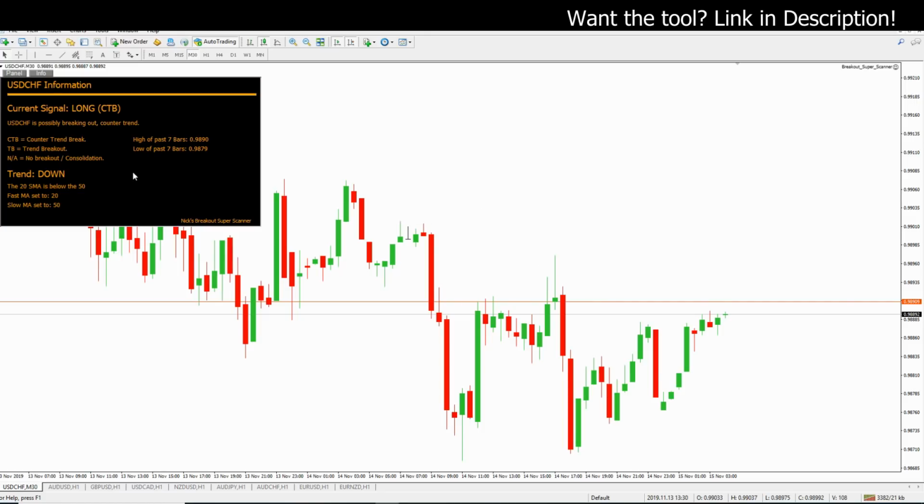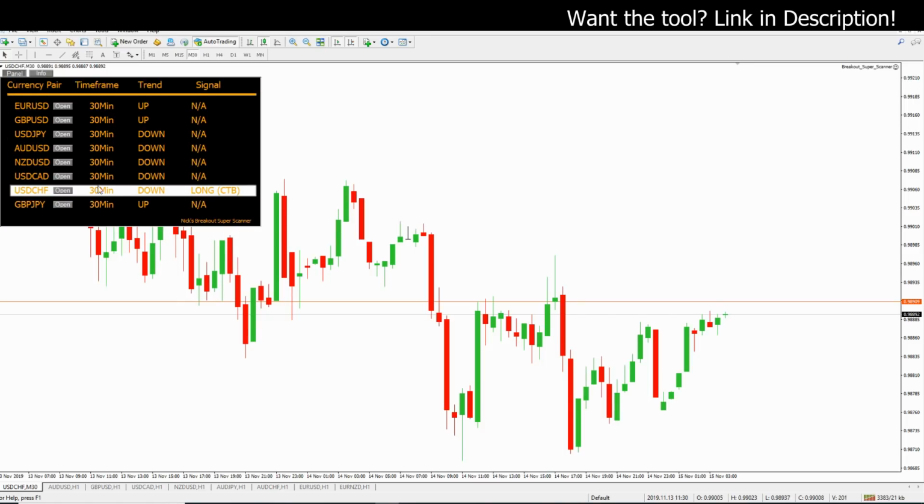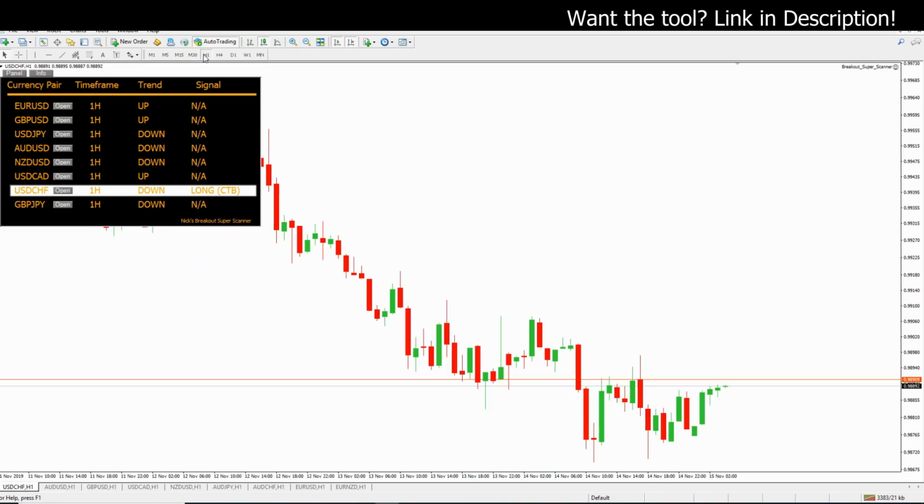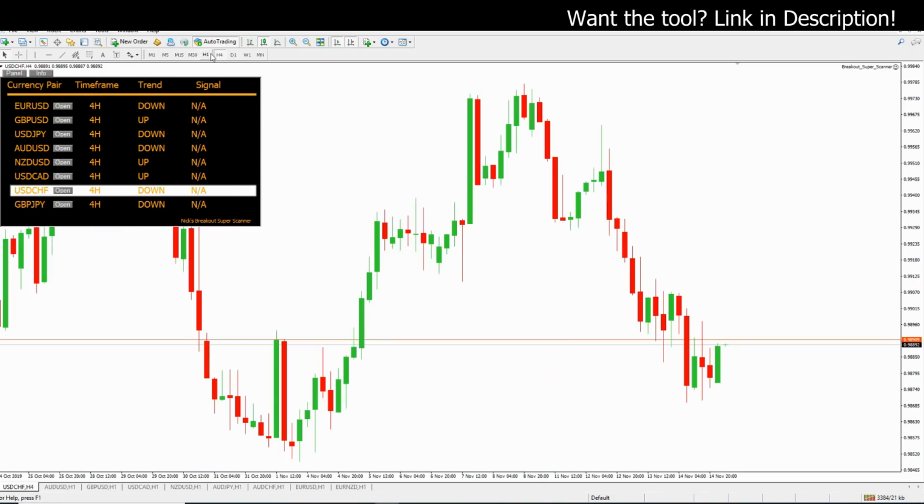And that just gives us a little bit more information about the signal itself. And then we can just navigate back over to the panel to see what else is going on. And again, if we wanted to take a look at other charts or time frames, we just click around here. For example, let's see if we can find some other signal.